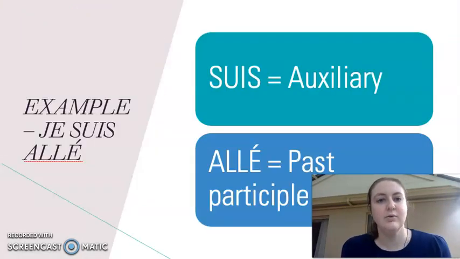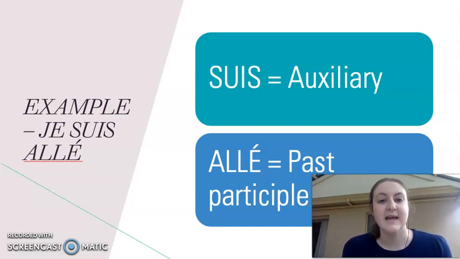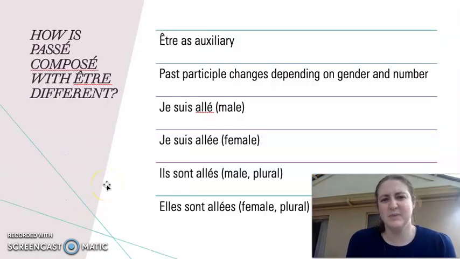So in this example, we're looking at je suis allé. So suis in this example is our auxiliary. It is the present tense of être, and allé is our past participle of the verb aller. So how is passé composé with être different? Well, with être as our auxiliary, that changes a couple of things for us in forming our past participle.